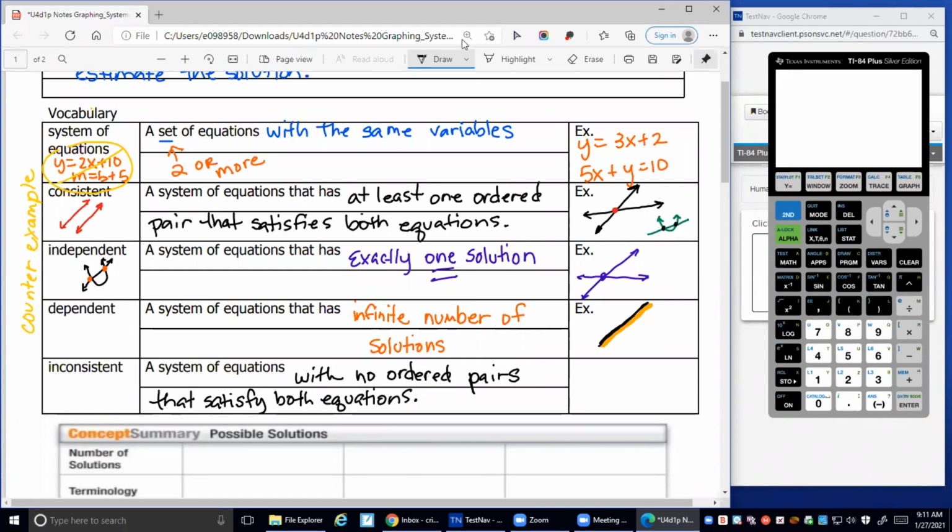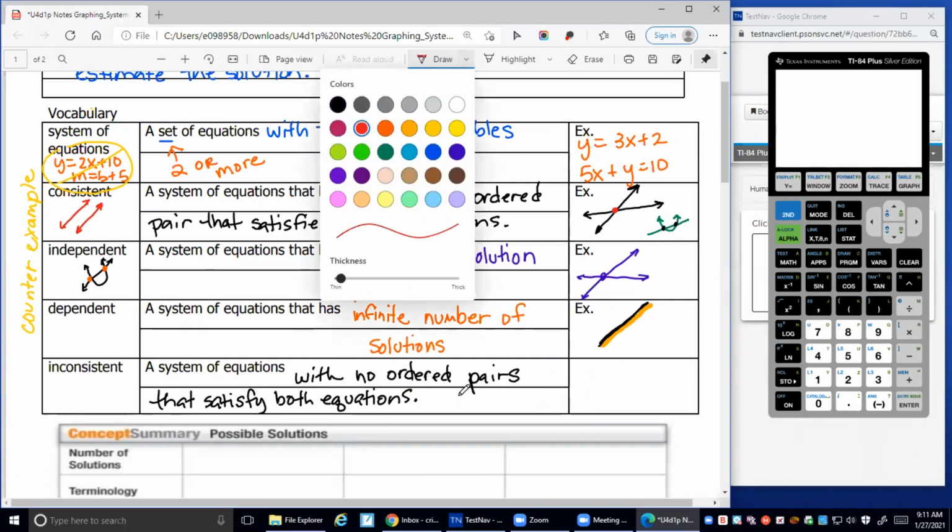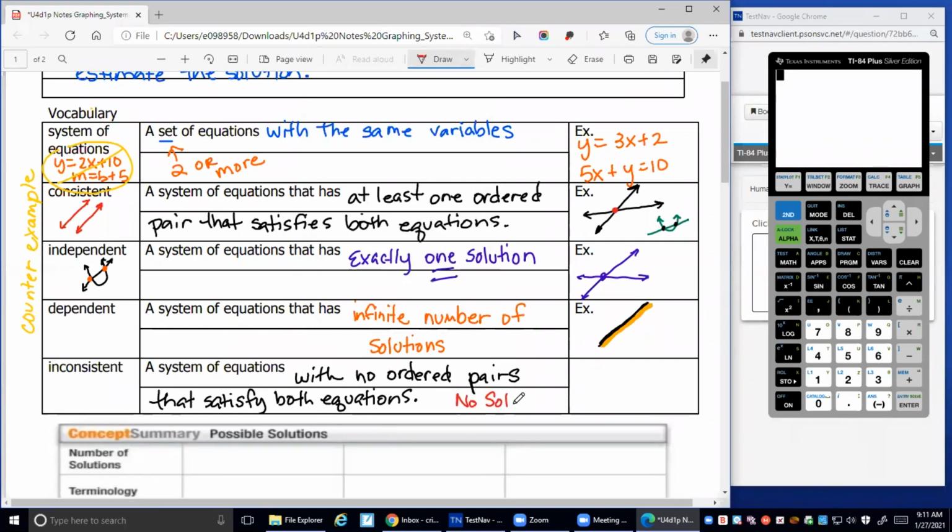Okay, otherwise known as no solution, which means that they don't touch, right? So no intersecting. So essentially parallel lines, right? And we're going to pretend that those are perfectly parallel. And then here, my counter example for inconsistent would be any two lines that touch like that. So this right here is inconsistent.